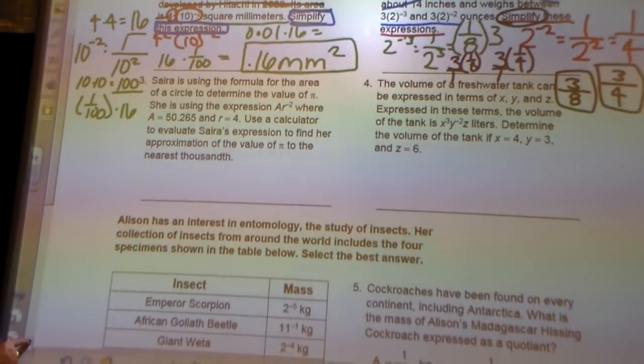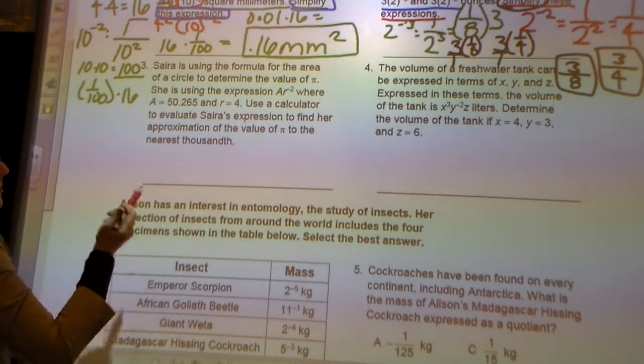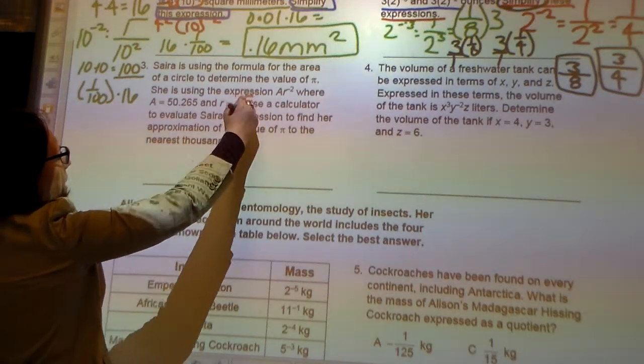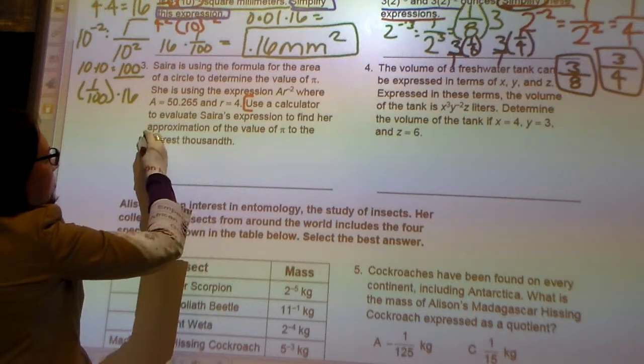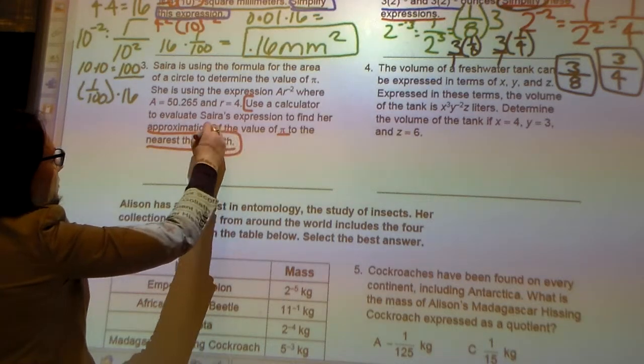Okay, so going on to numbers 3 and 4. This says on number 3, Sarah is using the formula for the area of a circle to determine the value of pi. She is using the expression A times R to the negative second power, where A equals 50.265 and R equals 4. Use a calculator to evaluate Sarah's expression to find her approximation of the value of pi to the nearest thousandth. So we've got a lot of extra information in here. That's something that's important, right? We are using a calculator to evaluate Sarah's expression to find her approximation of the value of pi to the nearest thousandth. So all of that is important information we need to know.